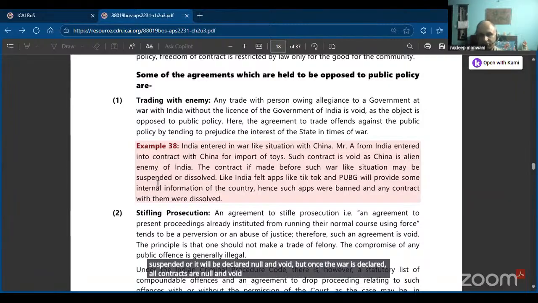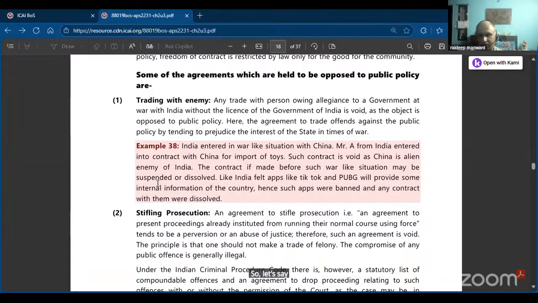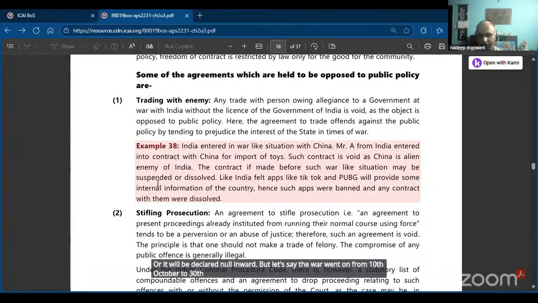So let's say Sana entered into a contract on 3rd October, but the war started on 10th October. So either her contract will be suspended or it will be declared null and void. But let's say the war went on from 10th October to 30th October. Any contract entered into between 10th and 30th October will be declared null and void.